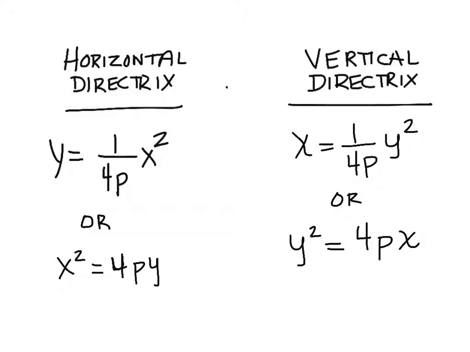So the last thing to remember about the directrix is, for the horizontal directrix, the equation y equals 1 over 4p times x squared can also be written as x squared equals 4 times p times y. It just depends on what you need the equation to say, which variable needs to be isolated. For the vertical, it's actually flip-flopped, right? x equals 1 over 4p times y squared, or y squared equals 4 times p times x.